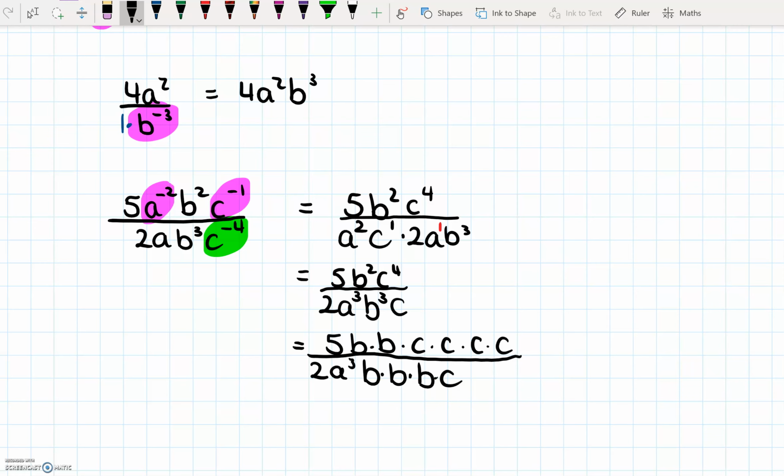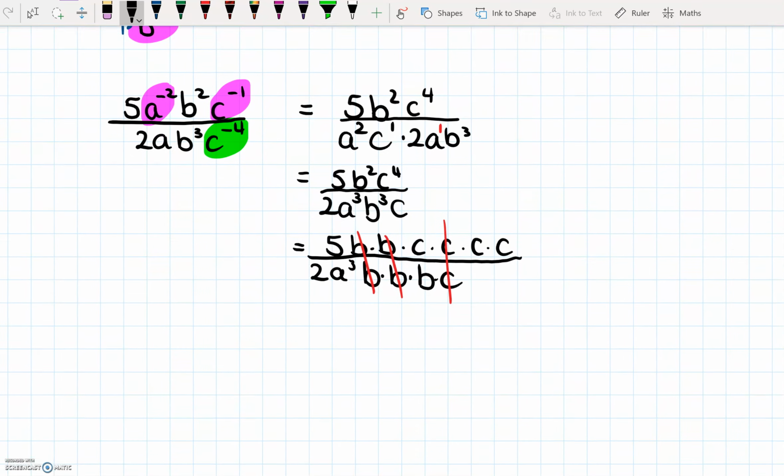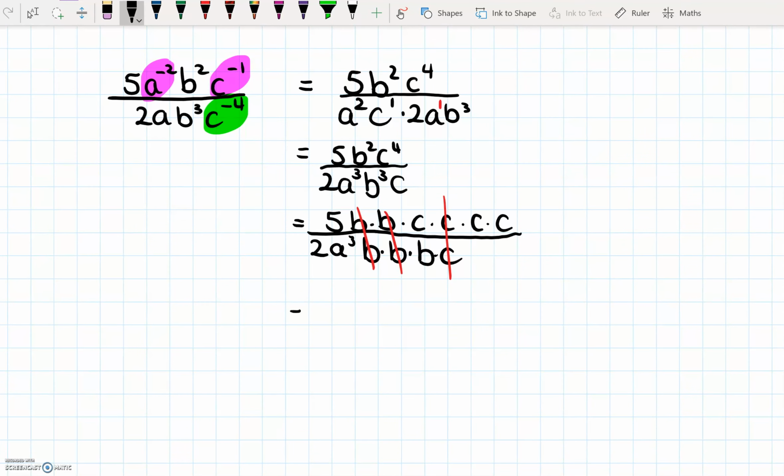So now we've got some things we can cancel here. We can cancel 2 of the b's, we can cancel 1 of the c's. So what's left behind, and this was an awkward way of doing it, but that's okay, is 5 c cubed over 2a cubed b.